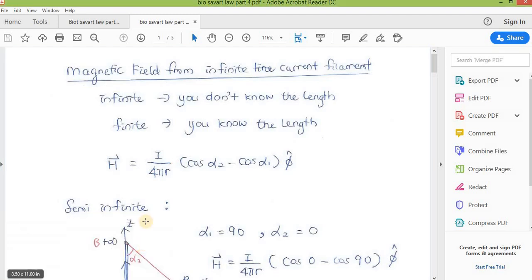So what is infinite? Infinite is a current filament where you don't know the length. For a finite current filament, you know the length. So we normally use this equation for a finite line to calculate its magnetic field.